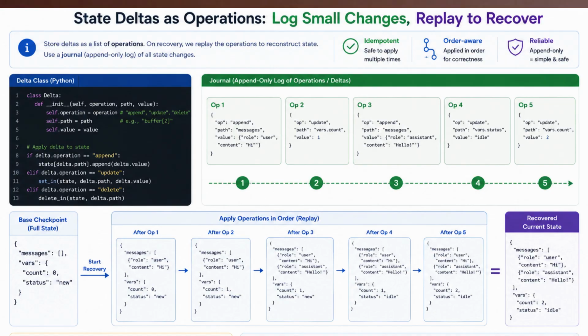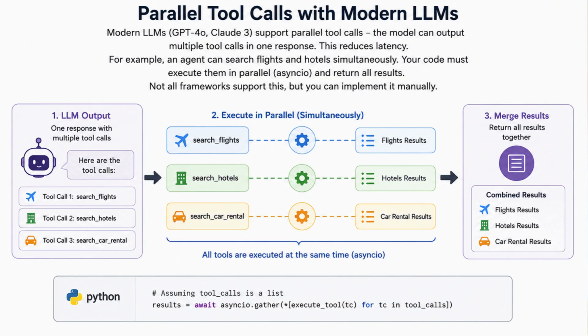This reduces the number of LLM decisions and improves reliability. Modern LLMs like GPT-4o and Claude 3 support parallel tool calls. The model can output multiple tool calls in one response. This reduces latency. For example, an agent can search flights and hotels simultaneously. Your code must execute them in parallel and return all results. Not all frameworks support this, but you can implement it manually.